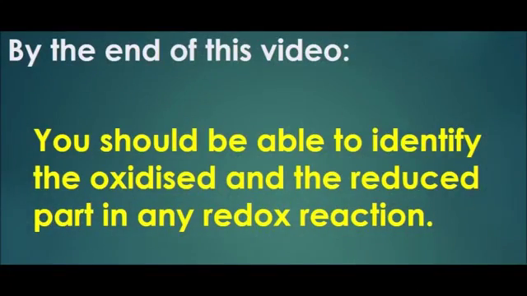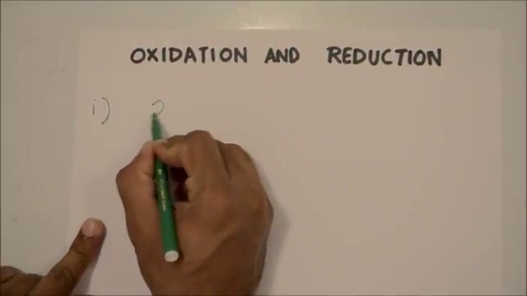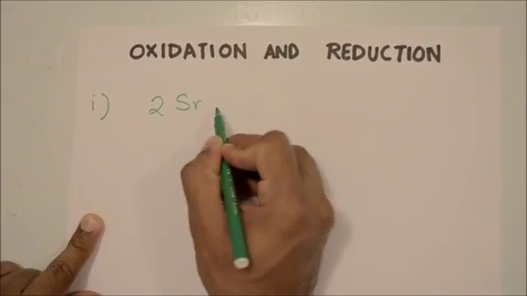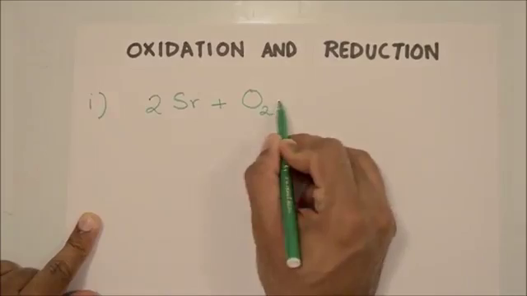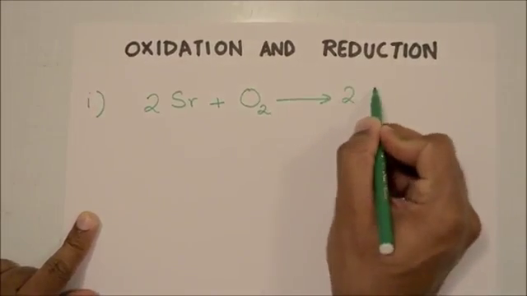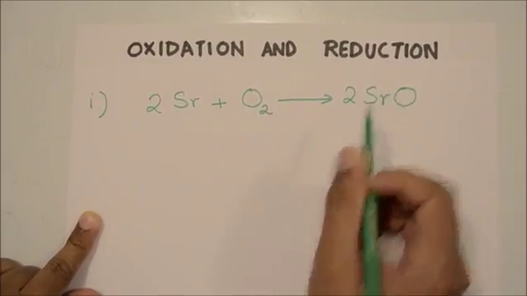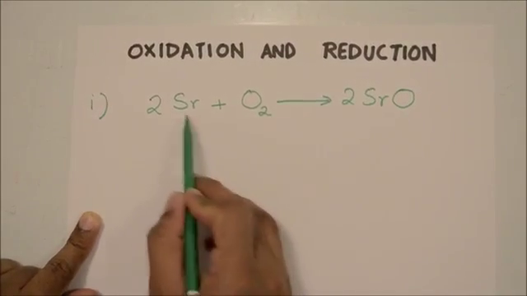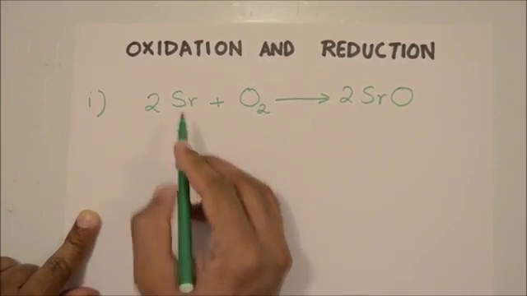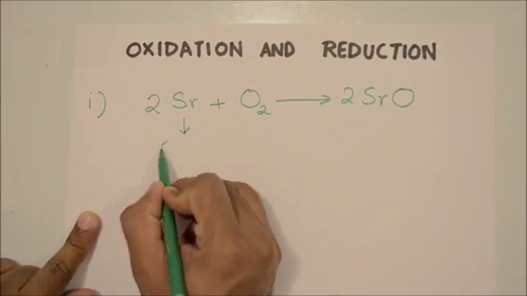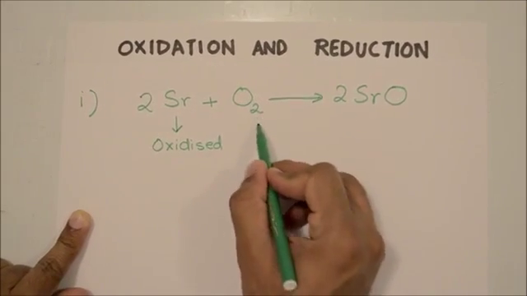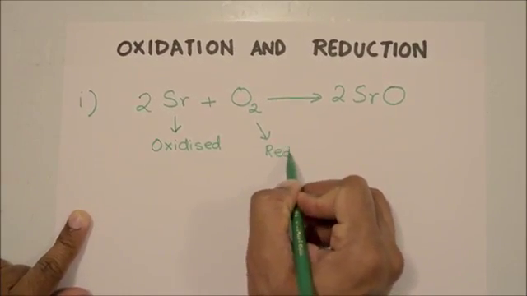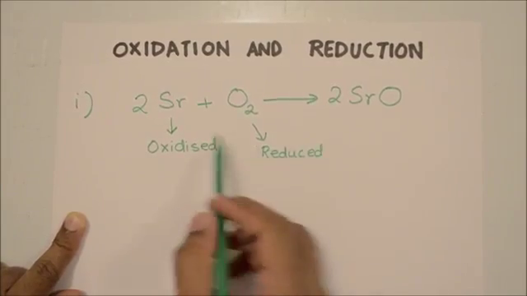By the end of this video, you should be able to identify the oxidized and reduced part in any redox reaction. So let us take up some examples. The first example is the strontium and oxygen reaction. Strontium is reacting with oxygen to form strontium oxide. How can we say what is oxidized and what is reduced? By the direct method, we can say that strontium is taking up oxygen, so it is oxidized, and the oxygen is reduced.